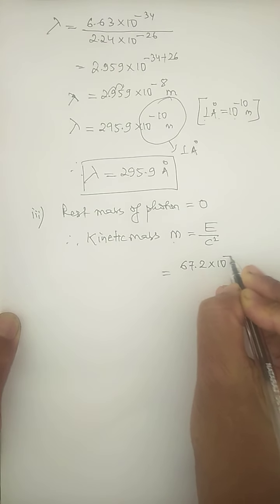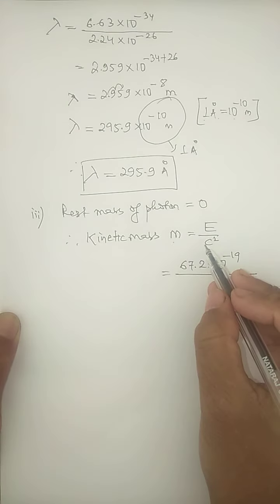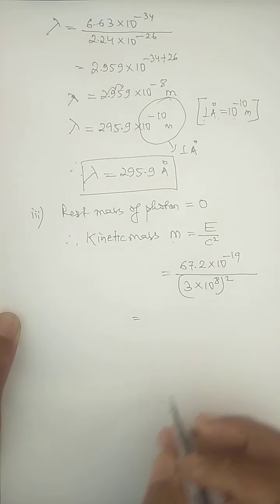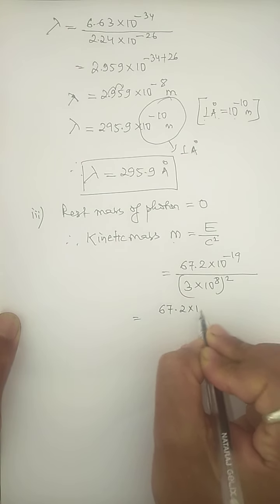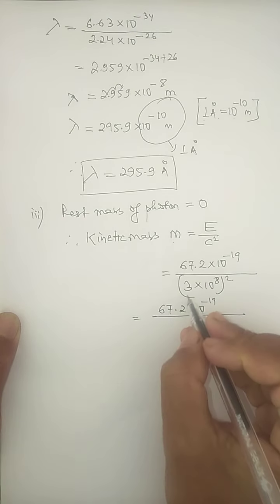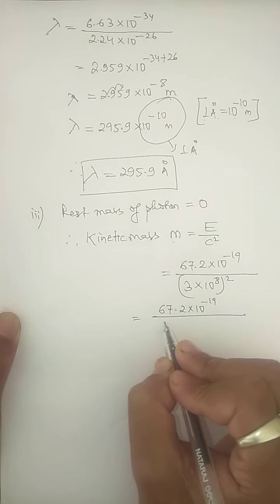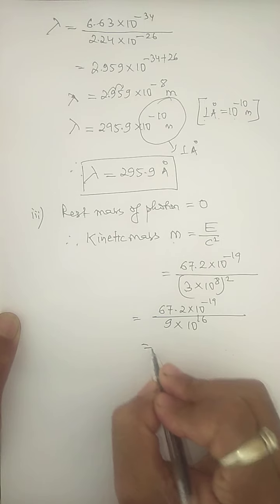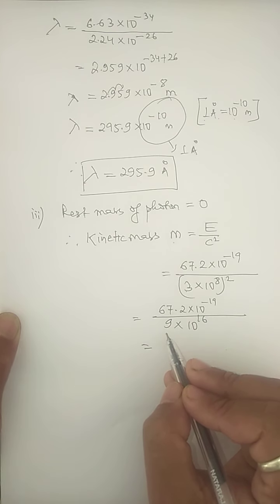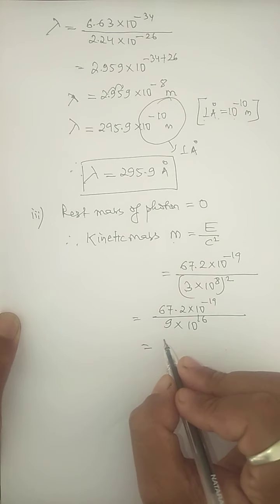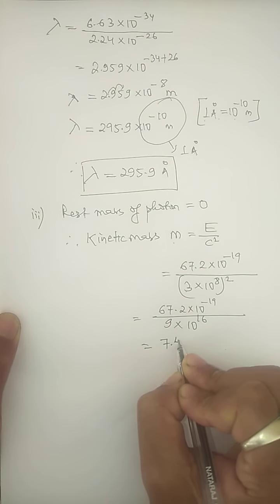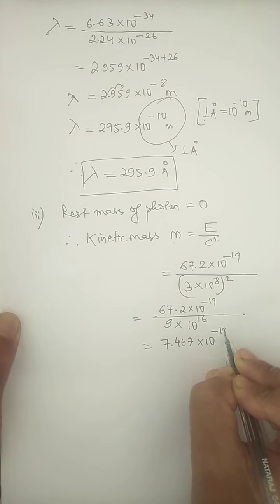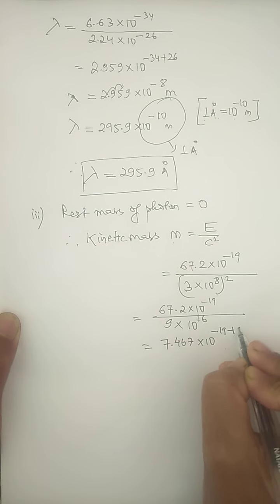67.2 into 10 to the minus 19. I am putting directly the value. Speed of photon 3 into 10 to the power 8 with whole square. Okay, so 67.2 into 10 to the minus 19 divided by, now let me open the bracket. 3 square means 9. 10 to the power 8 twos are what? 16. Now 67.2, if I divide by 9, you can use the calculator, you get approximately 7.467. So I am writing in 3 decimal places. Okay, into 10 to the power minus 19. Now minus 16 in the denominator becomes minus 16 in the numerator.